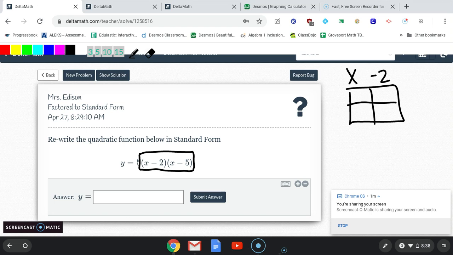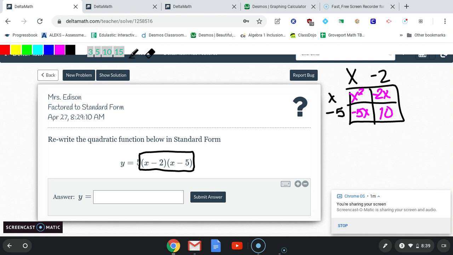I have x and negative 2 at the top, x and negative 5 on the side. And then I'm just going to multiply. So x times x is x squared. X times negative 5 is negative 5x. Then negative 2 times x is negative 2x. Negative 2 times negative 5 is 10.